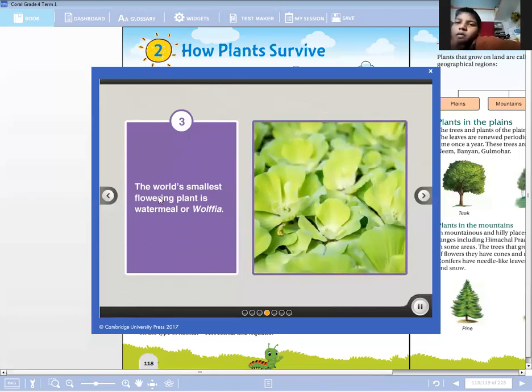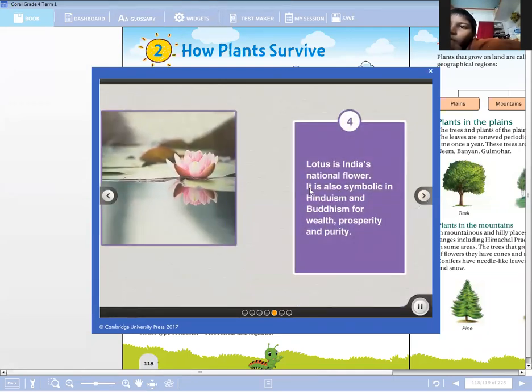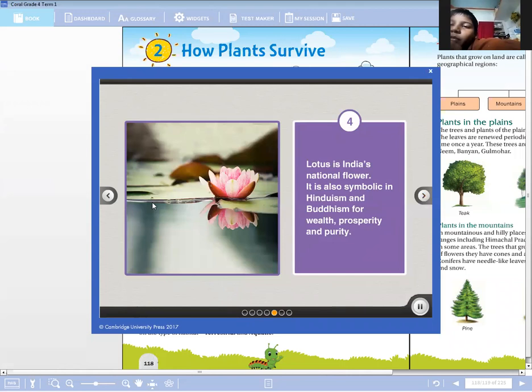Here, on the day we told, the world's smallest flowering plant is watermeal or Wolffia. This is a water plant, children. It may be grown on the surface of water. And this is also a water plant which is known to you. What is this? Yes, it is a lotus.